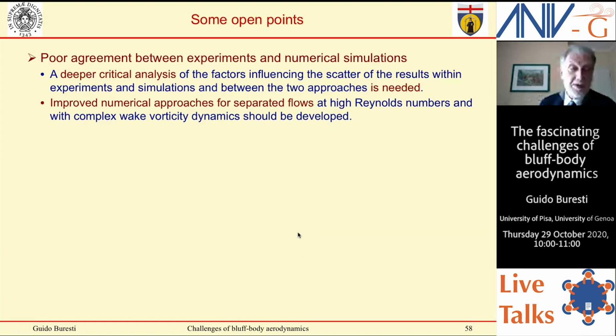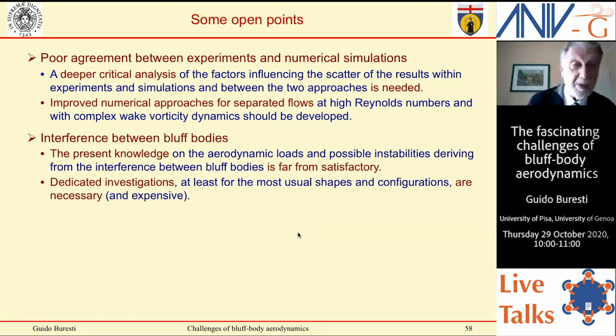Now, as I also told you, interference between bluff bodies. I think that the present knowledge about the effects of interference is very, very far from satisfactory. The problem is we need dedicated investigation, at least for the most usual shapes and configurations, but they are quite expensive, as you may imagine. So this is a point that should be faced deeply.